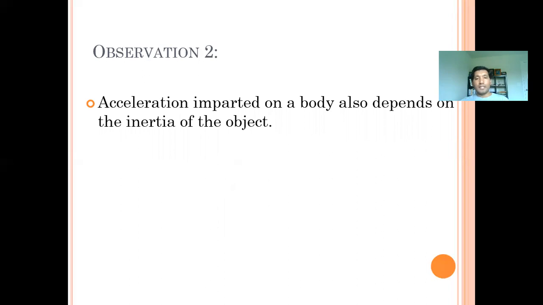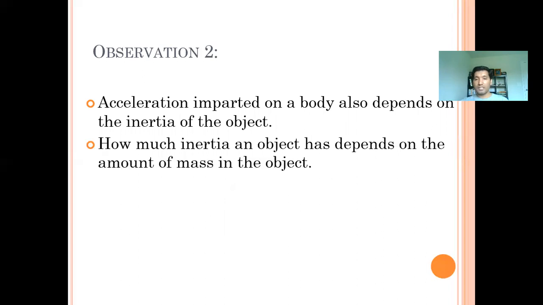Observation 2. Acceleration imparted on a body also depends on the inertia of an object. How much inertia an object has depends on the amount of mass. That is the mass dependence of acceleration. So in this case, this is a normal daily life experience. If you have a box in your room and you are lifting it, suppose it is 50 kg, you can lift it. If you double the mass, for example, it is 100 kilogram, can you lift it?